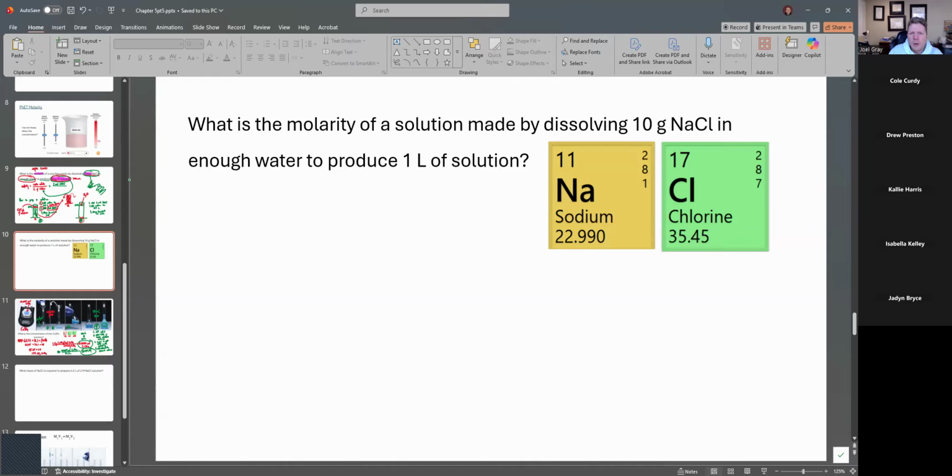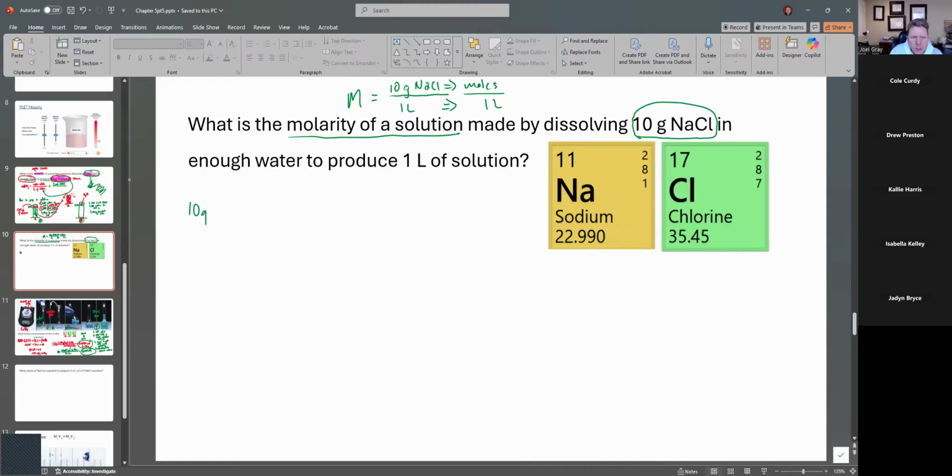Okay. What is the molarity of a solution? So what is the big M made by dissolving 10 grams? Okay, so dissolving 10 grams, so that's our solute. So 10 grams NaCl. But I'm going to need to convert this to moles in 1 liter of solution. Okay, in 1 L. So the volume I don't need to mess with. So that's going to be 1 L.